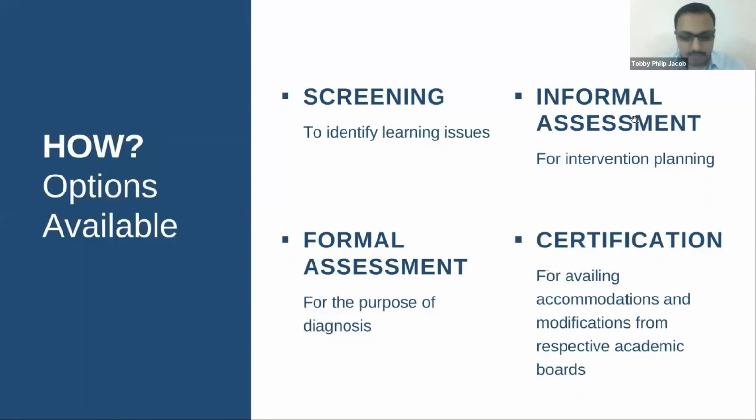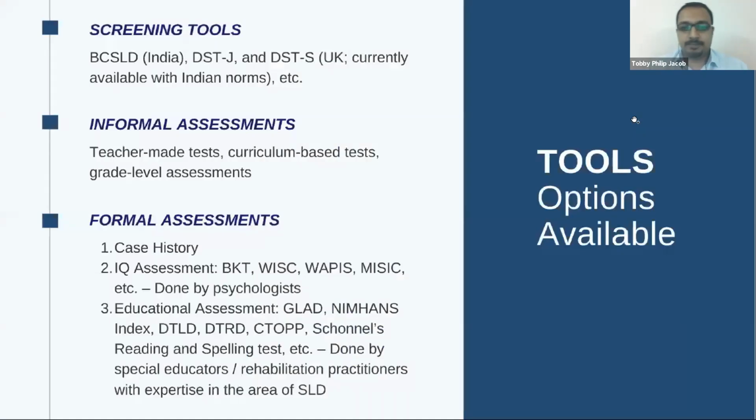The next is certification. It is for availing accommodations and modifications from respective academic boards. These are provisions that the child is entitled to get. A child with specific learning disorder is entitled to them during examinations, at the board level, and other things. There are certain certifications available, and accommodations and modifications will come up in the next webinars.